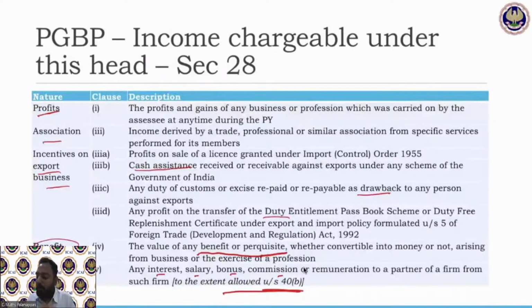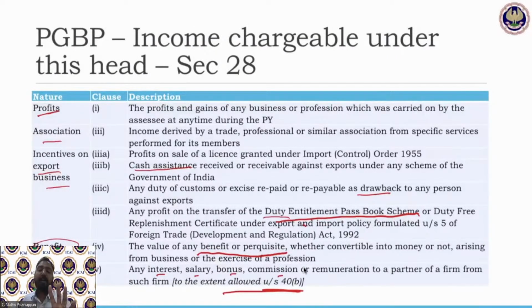I am not going to talk about what this duty entitlement passbook scheme is, because it's for your good, for two reasons. One, it is a topic related to indirect tax. Second, what is relevant for your examination is any drawback, any duty which is given back by the government to you for doing export. There are various schemes for that. One of them is what is listed.